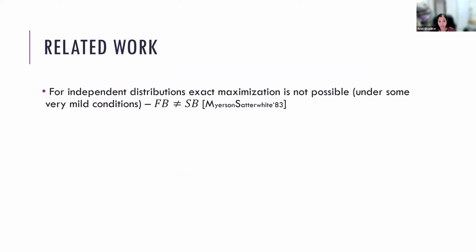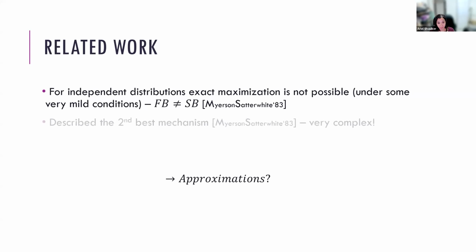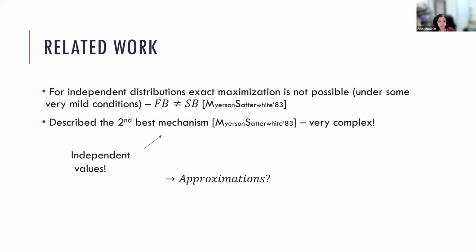Now I'll mention some of the related work that is most relevant to ours. Meyerson and Satterthwaite proved that even for independent distributions, exact maximization is not possible, under some very mild conditions on the distributions. And so in other words, the first best is not equal to the second best. And so people started considering approximations. Meyerson and Satterthwaite also described the second best mechanism, which is very complex. In any case, this is only for independent distributions.